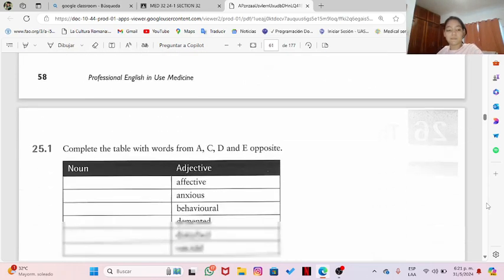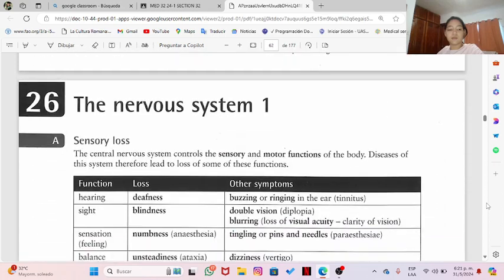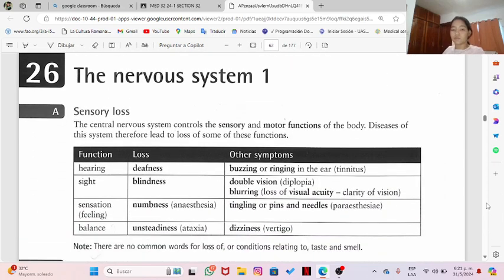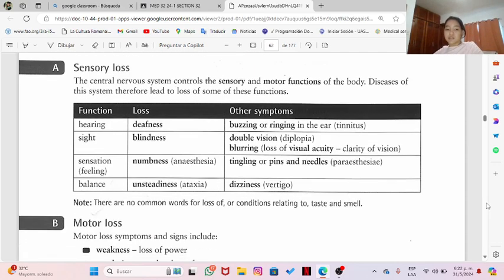Okay, 25. The nervous system. The nervous system, Part 1. Sensory loss. The central nervous system controls the sensory and motor functions of the body. Disease of this system therefore leads to loss of some of these functions.